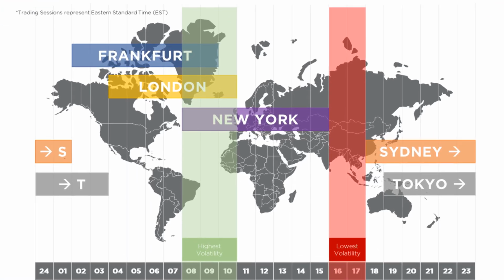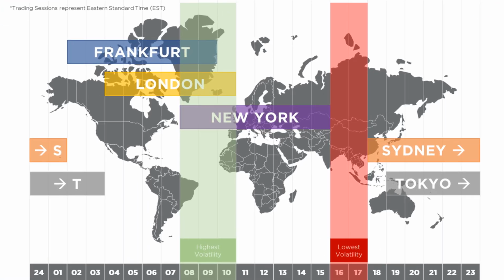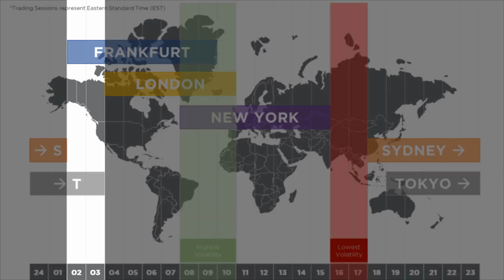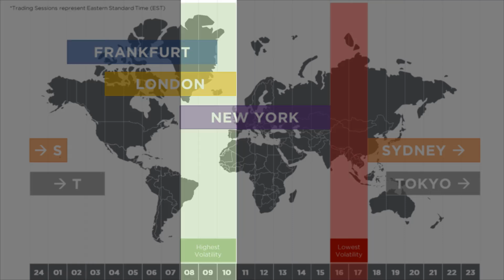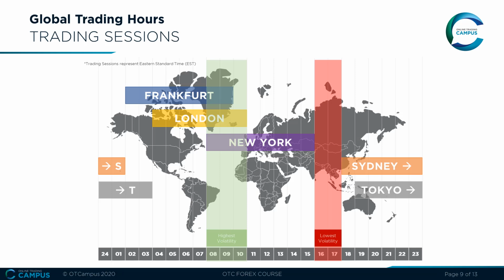So here's a nice picture to visualize the overlaps. You see the Asian session and the European session overlap right here, but the real liquidity happens at 8 a.m. through 10 a.m. Eastern time. This is where the European and the US session overlaps.